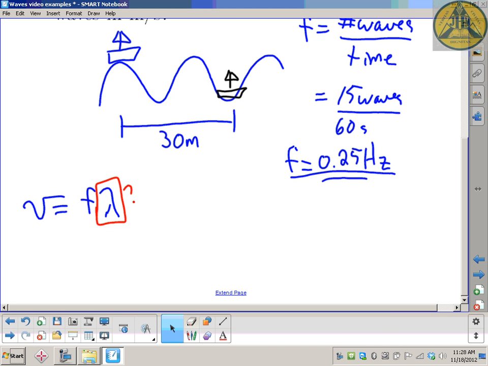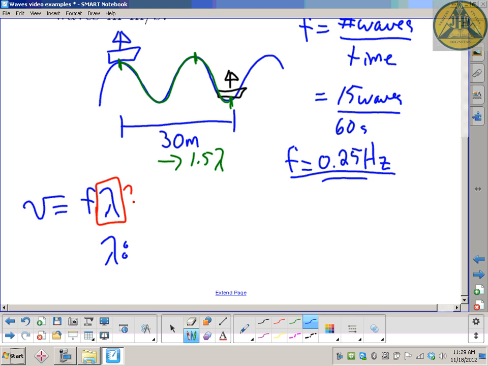So count how many waves there are from one boat to the other. So here I've got one full wave from crest to crest. That's one full wave. As you go from crest to trough, that's another half a wave. So in that 30 meters, there is 1.5 wavelengths, 1.5 waves. So now we have a relationship to figure out my wavelength.